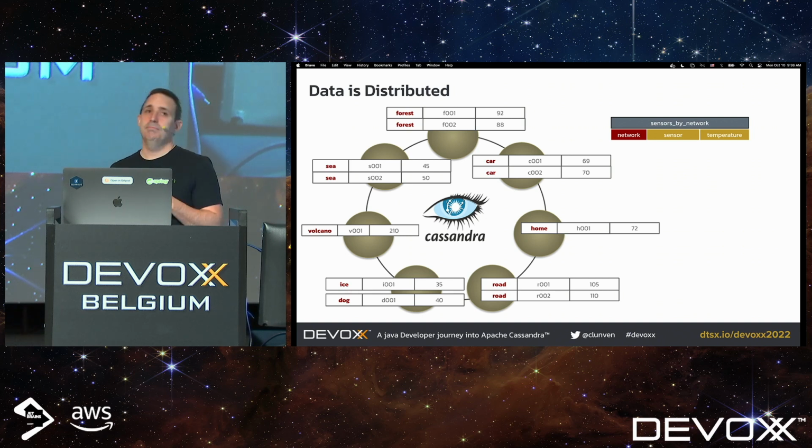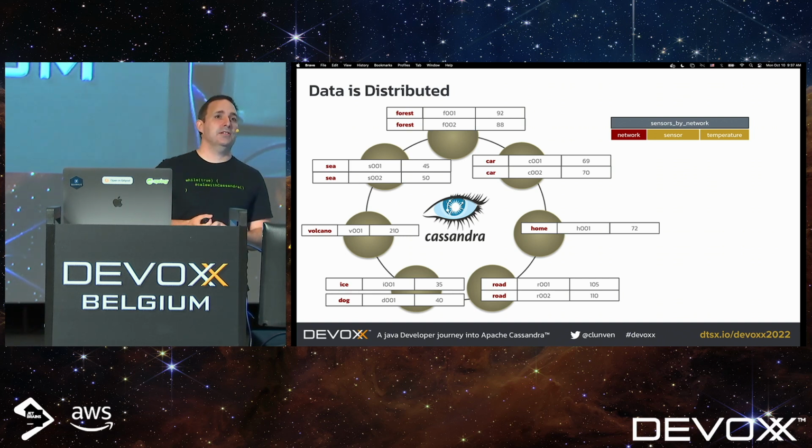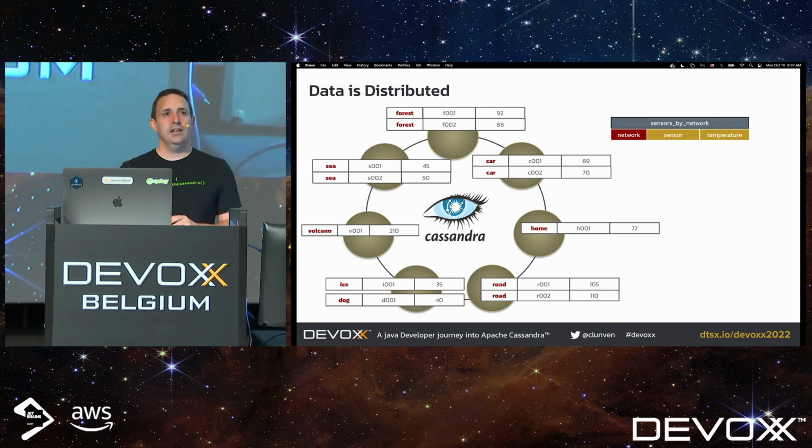So immediately, 5 minutes in, select star from a Cassandra table is not a very good idea, because you do a full scan of your cluster. So with 15 nodes, okay, but what about 1,000 nodes, 2,000 nodes, 100,000 nodes? It could take a while.